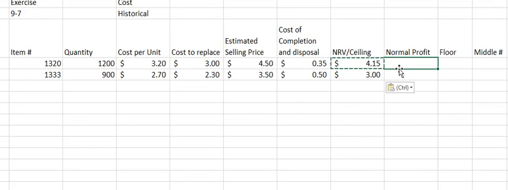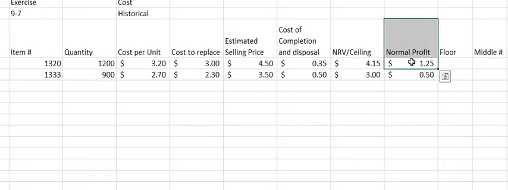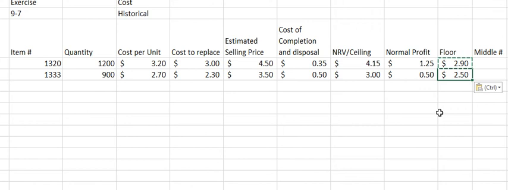And let's find the normal profit, they gave that information to us. The normal profit was $1.25, that was given, and 50 cents. Sorry, I deleted that. They gave us this information so we can find our floor, which is net realizable value minus our normal profit. So let's find our floor.